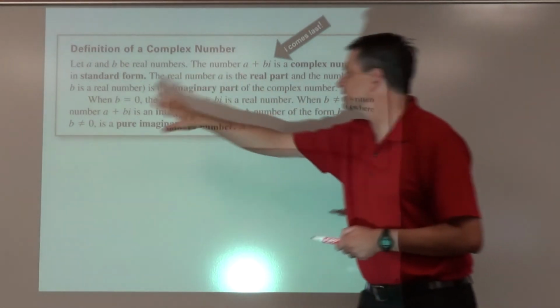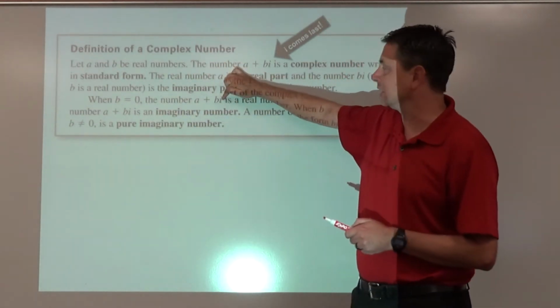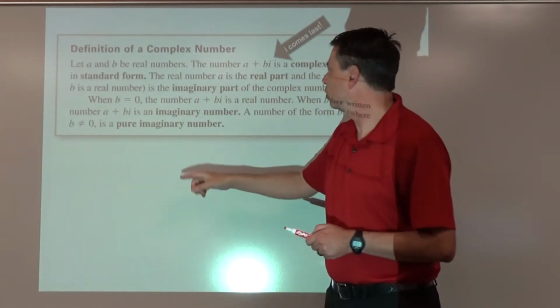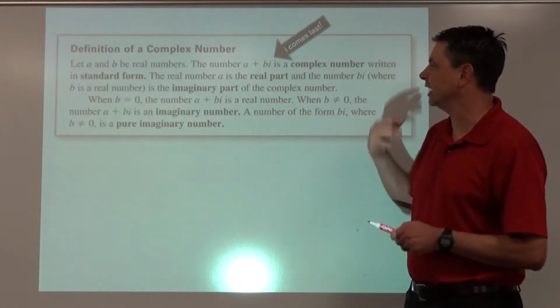So if b is 0, 0 times anything is 0, that washes away. We would get just a real number.